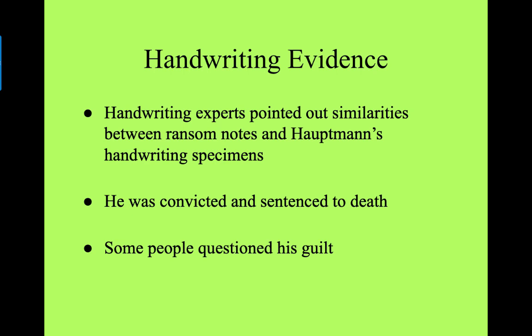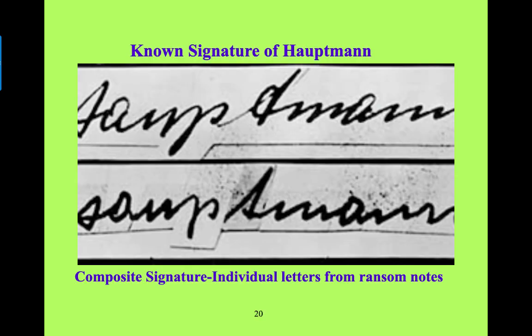So handwriting experts pointed out similarities between the ransom notes and the handwriting specimens from Hauptmann. He was convicted, and he was sentenced to death. A lot of people questioned his guilt, and there's all kinds of conspiracy theories surrounding this case. I'm not quite sure why. I've never really looked into any of that. But it seems like there was a lot of evidence to convict him. This is the known signature on the top. This was a composite signature taking individual letters from the ransom notes.